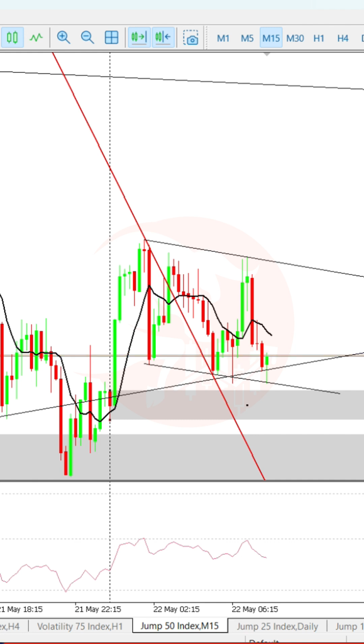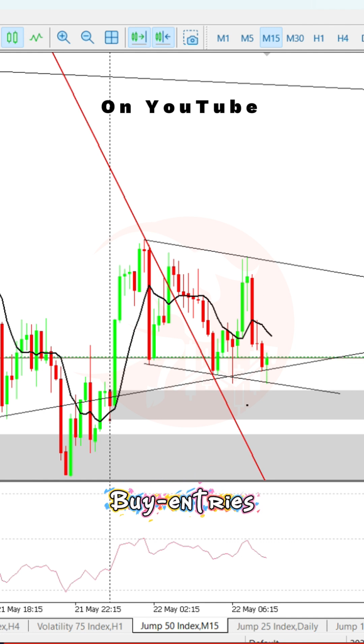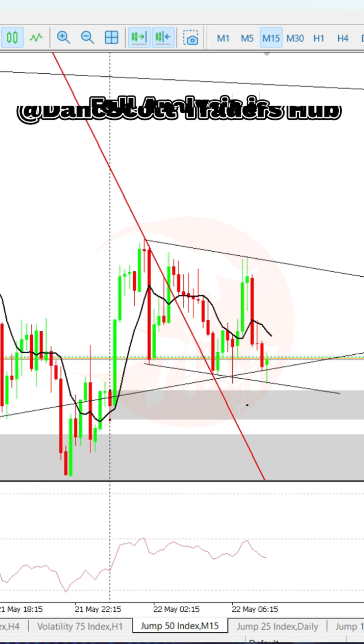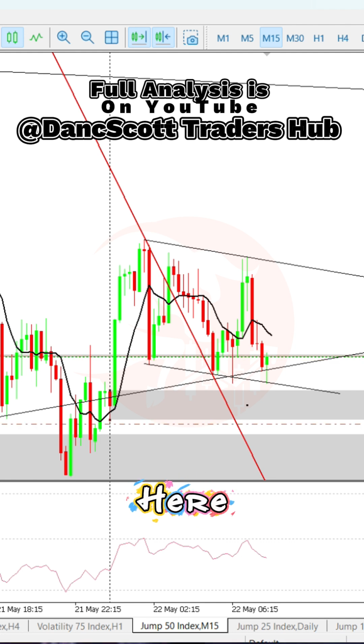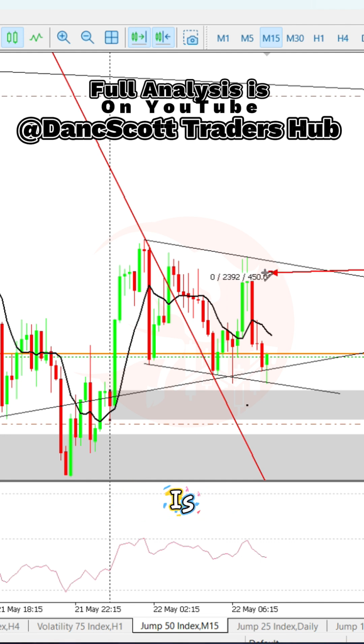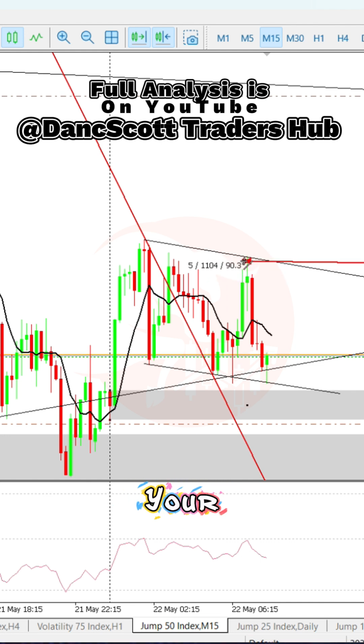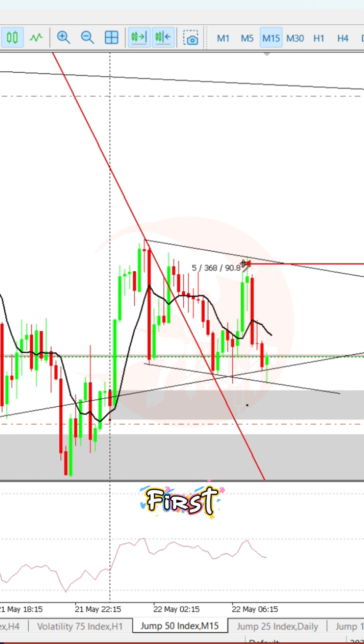So use 0.05 and make your buy entries right there, and you're going to have your stop loss all the way below here. And now I'm going to be looking for the buys to take me right there. Your first TP, of course, is right here. That is your first TP.